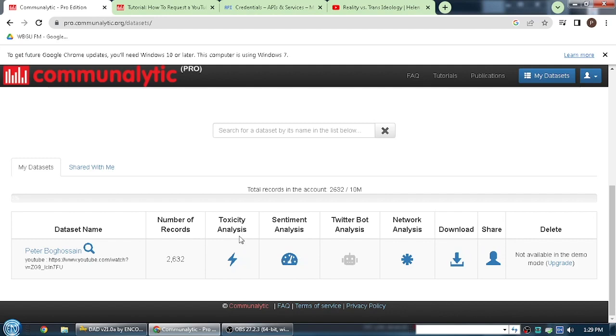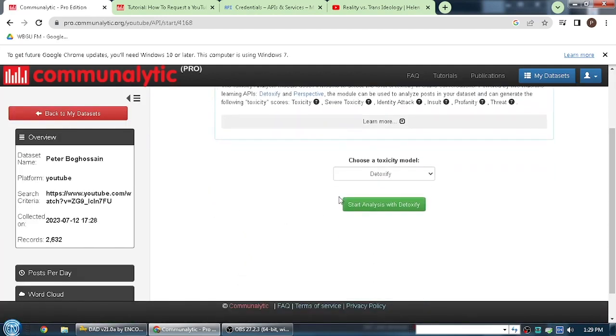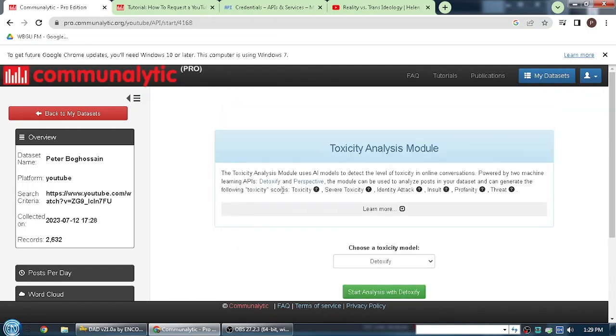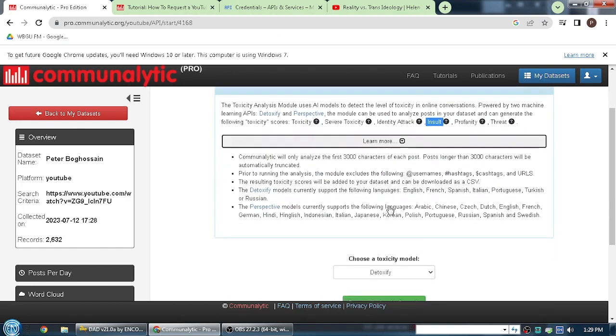Let's go ahead and look at this toxicity analysis. Let's use the Detoxify model. I'm just going to take a look here and discover what this module is all about. It uses AI models to detect the level of toxicity in online conversations, powered by two machine learning APIs, Detoxify and Perspective. The module can be used to analyze posts in your dataset and can generate the following toxicity scores: toxicity, severe toxicity, identity attack, insult, profanity, and threat. Let's see if there's anything else.